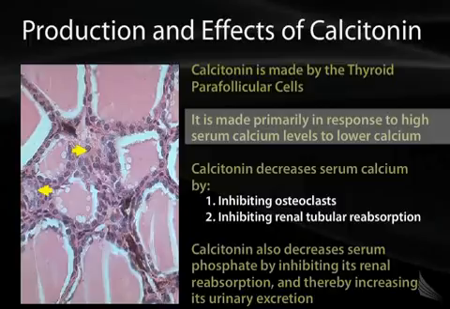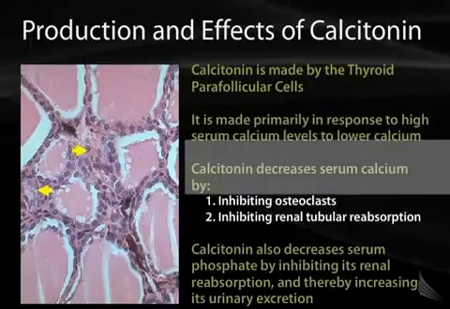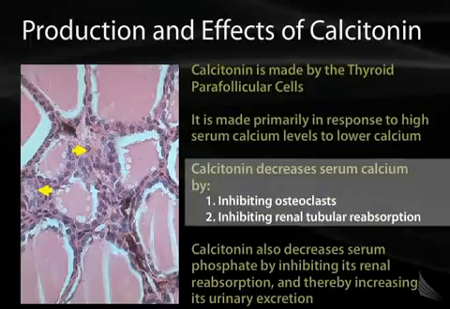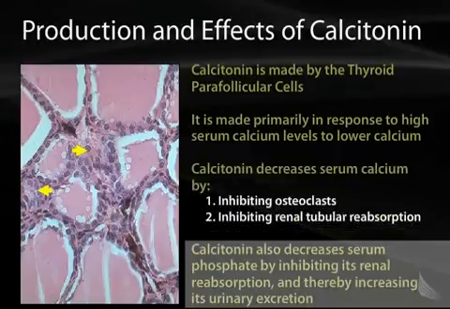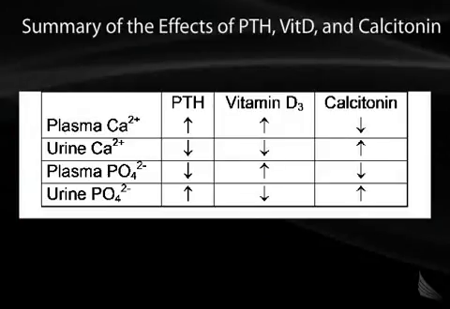So if there's a lot of high calcium, calcitonin goes up to bring it down. It does that by inhibiting osteoclasts and also by inhibiting renal tubular absorption of calcium. Calcitonin also decreases serum phosphate by inhibiting its renal reabsorption and thereby increasing its excretion. So let's try to summarize the 3 different hormones that regulate calcium, as shown in this last slide.